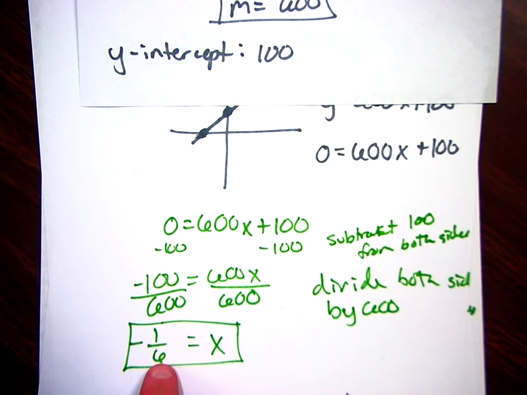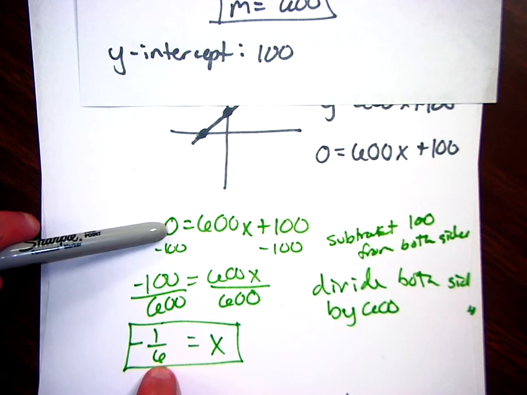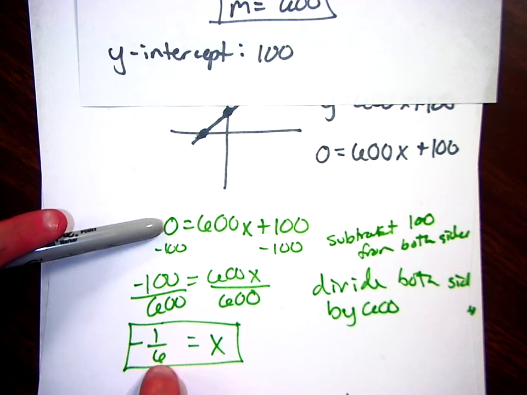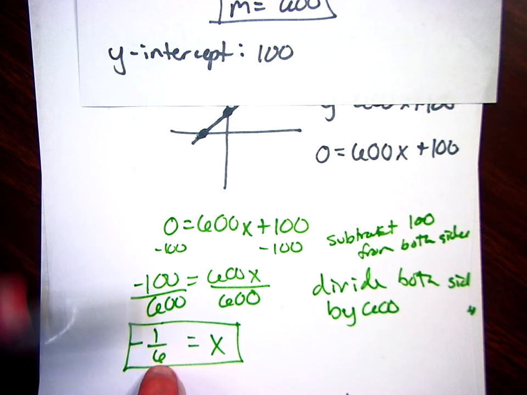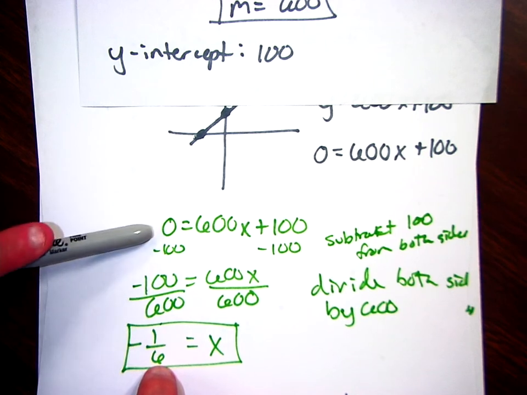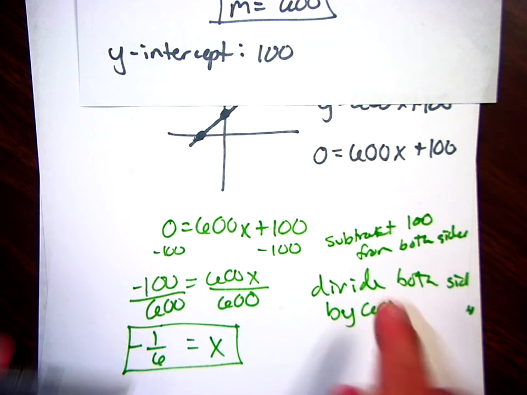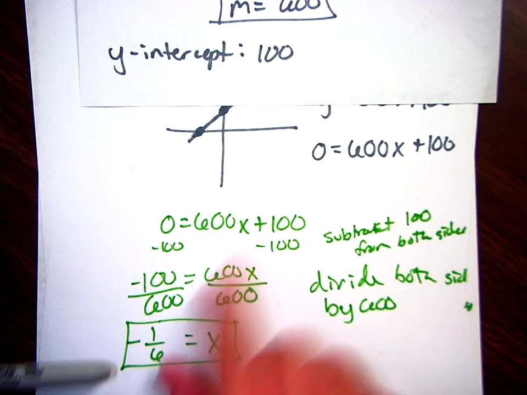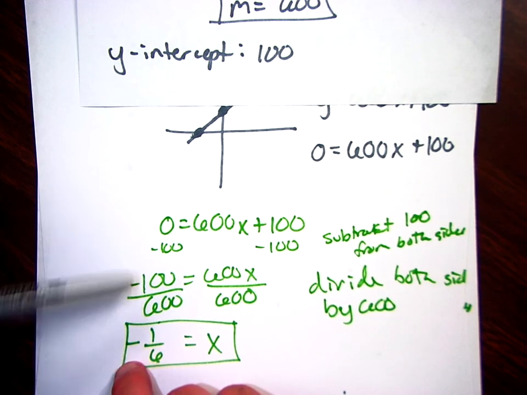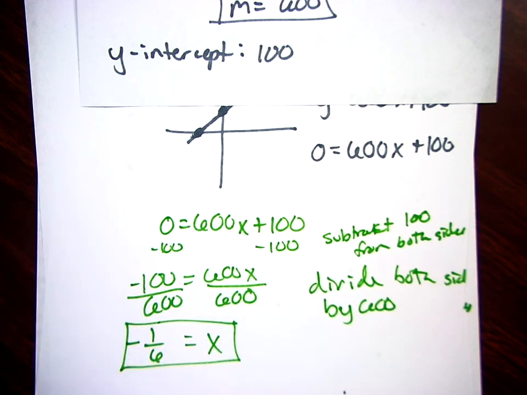Negative 1/6 right there. So we forced y to be 0 because that's the definition of your x-intercept, and we solved the equation to get negative 1/6. If I have the point something comma 0 for this equation, that something will be negative 1/6. That's the only way that this is satisfied. All right, so we've done slope and y-intercept. Now we have domain and range.